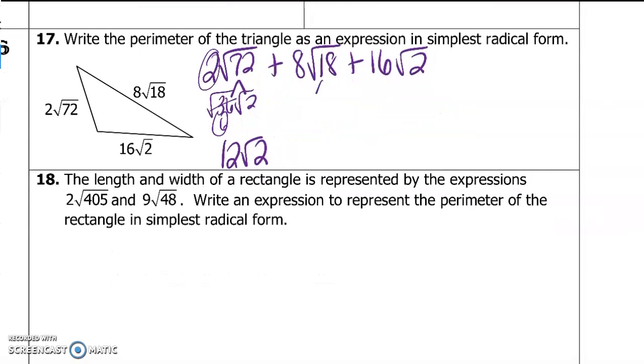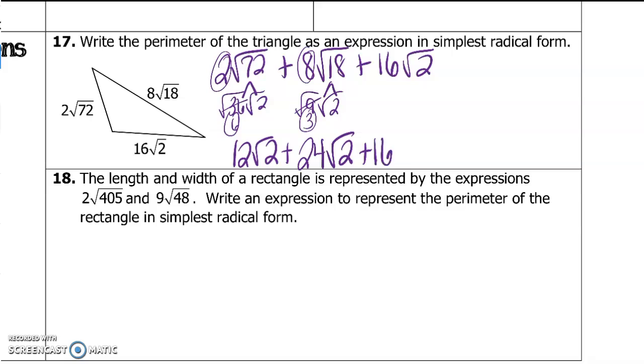18 gets broken into 9 times 2. Square root of 9 is 3, so we have 8 times 3, sorry, I'll bring down the plus sign. 8 times 3 gives us 24 square root of 2. And then the 16 square root of 2 doesn't need to be simplified. So now we can put those all together because they have a square root of 2. So 12 plus 24 plus 16 gives me a total of 52 square root of 2.